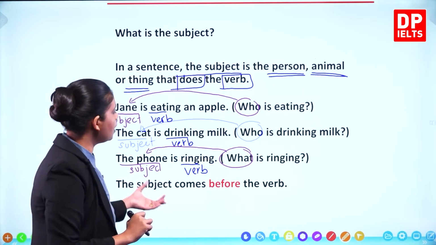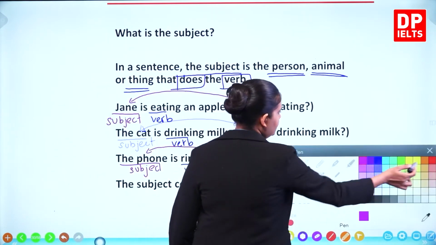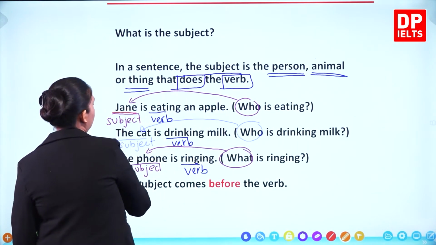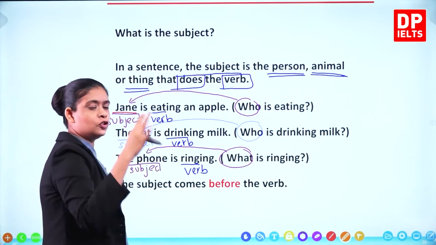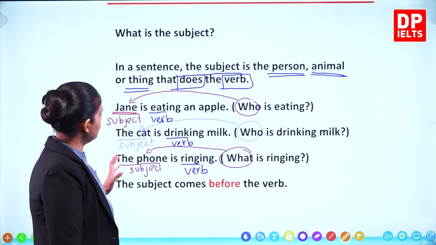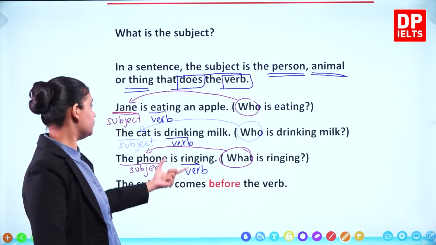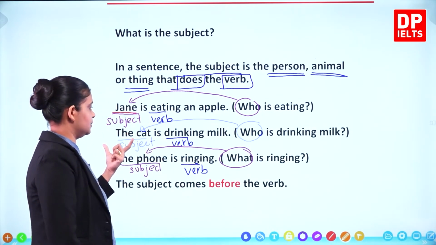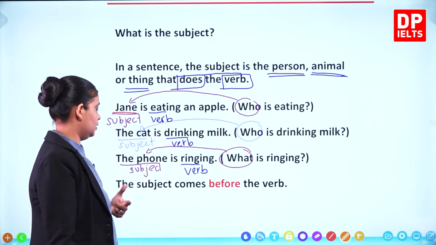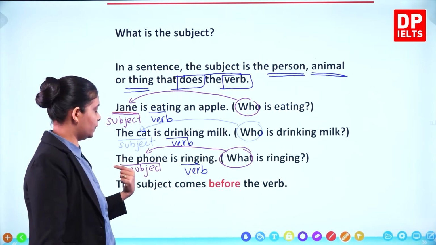The subject comes before the verb. So what you can see commonly here in all of this is that if this is the verb, the subject is always before that. Jane is the subject. Jane is before it. Second one, the cat is drinking milk. Drink is the verb. Before the verb, the subject is there, the cat. So therefore, remember, the subject comes before the verb. The phone is ringing. So ring is the verb. The phone comes before that.